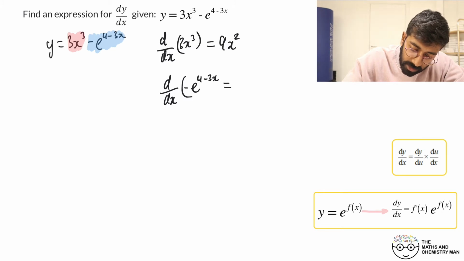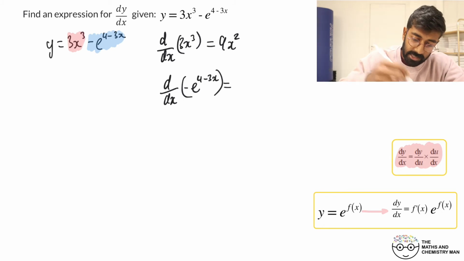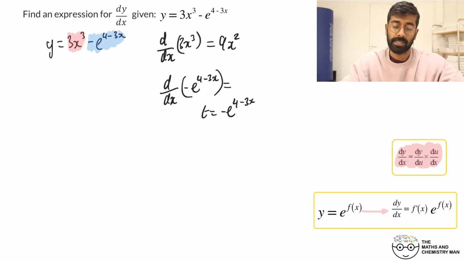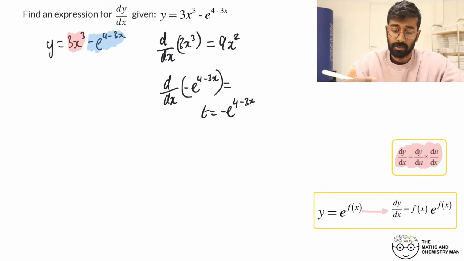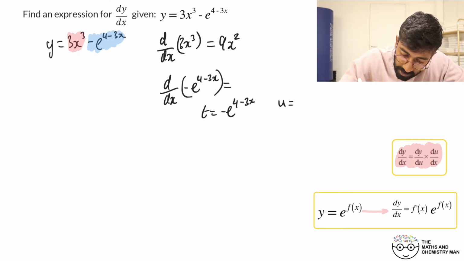And so how are we going to differentiate this? Well, we're going to need to use the chain rule, or a slight modification to it. And so what I'm going to do to differentiate that is I'm going to say that t is equal to minus e to the 4 minus 3x there. And now I'm going to use a substitution. So hopefully you realize this is like one of those where you've got an outside function and an inside function. This is your inside function. So we're going to say that u is equal to 4 minus 3x. And what that means is we can write t as minus e to the u.